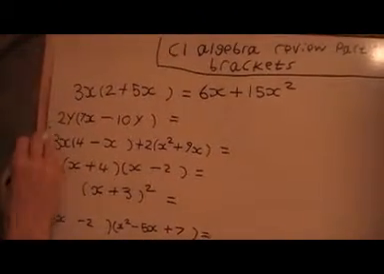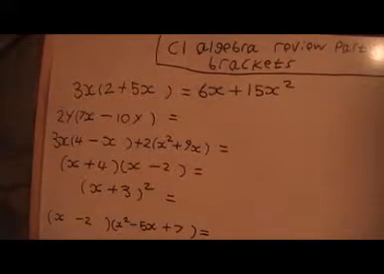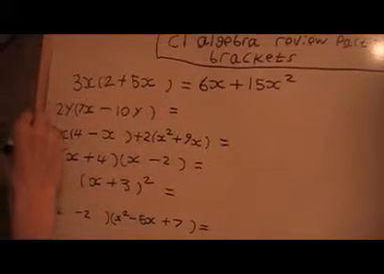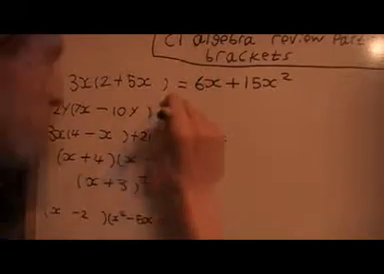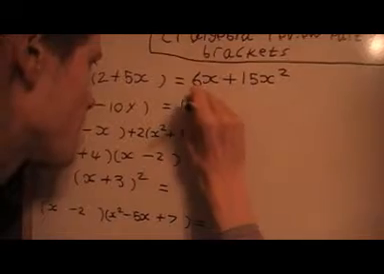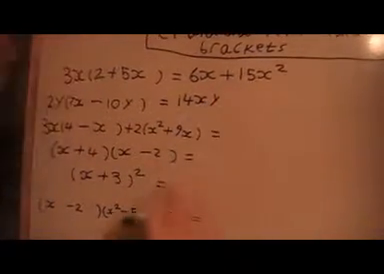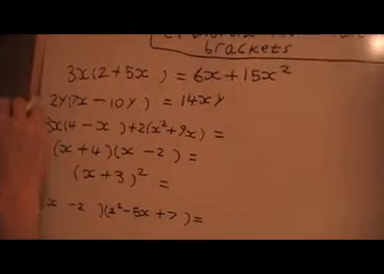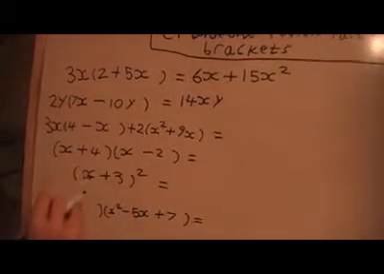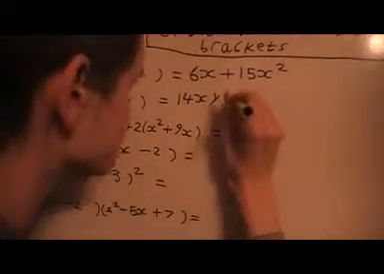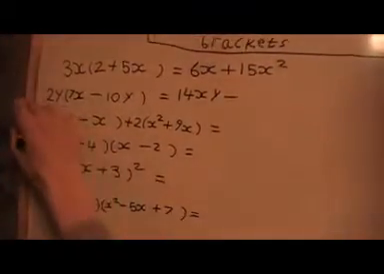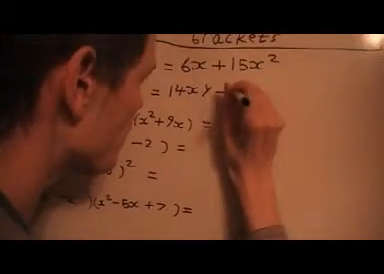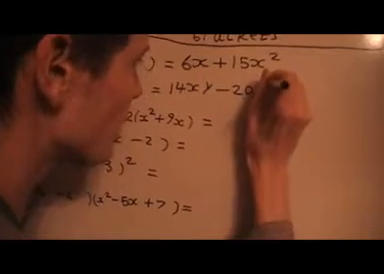Now the second one here, we'll do the same thing. 2y times 7x is 14xy, because remember I told you in one of the earlier videos that we always put them in alphabetical order. Okay, so that's why I've done that. And then 2y times minus 10y is minus 20y squared.